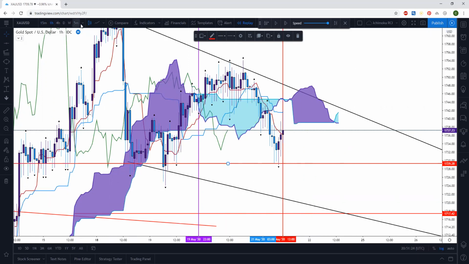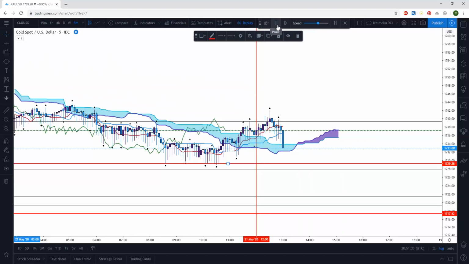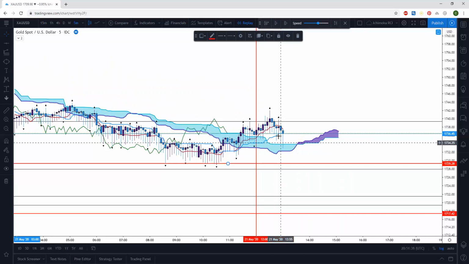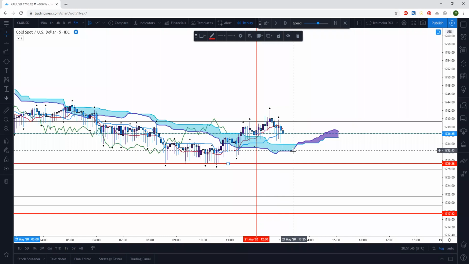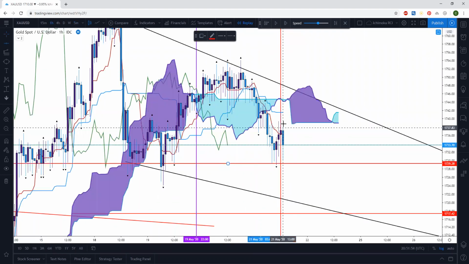So go ahead and go back to 5. Go ahead and play. See how it wicks a lot? Yeah, be careful when you trade gold. Gold don't play. So if you're gonna trade this, wait till the candle breaks down out of the cloud for this particular move. Let me go back to 1 hour. Let me mark this for y'all.